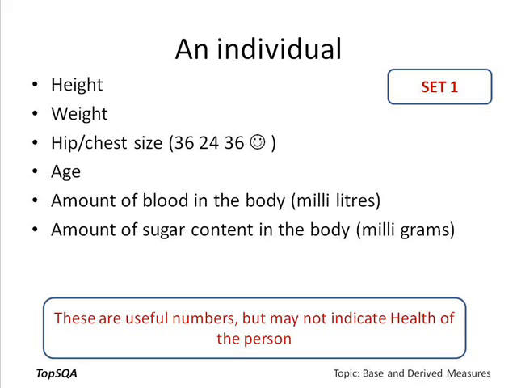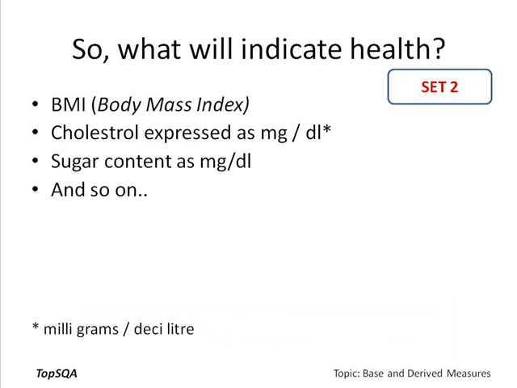These numbers are good to know. They describe certain things, but they don't really help us to take any decision. A doctor, for example, would not be able to give you any kind of an inference based on these numbers, right? So what would a doctor really need? A doctor would have to look at things like the body mass index or the cholesterol, which is expressed as milligrams per deciliter.